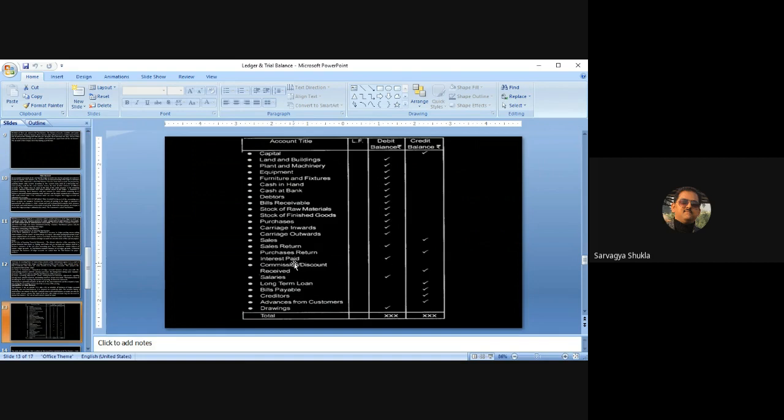Interest paid and commission paid are our expenses and will be debited. Commission and discount received will be credited because these are our income. Salaries to be paid by the organization will have a debit balance because they are our expense. Long term loan is a liability, will have a credit balance. Bills payable are a liability, will have a credit balance. Creditors are our liability, will have a credit balance. Advances from customers are our liability, will have a credit balance. And drawings relate to the owner's personal expenses, and this will be debit. So if we total all these columns, the totals should tally.